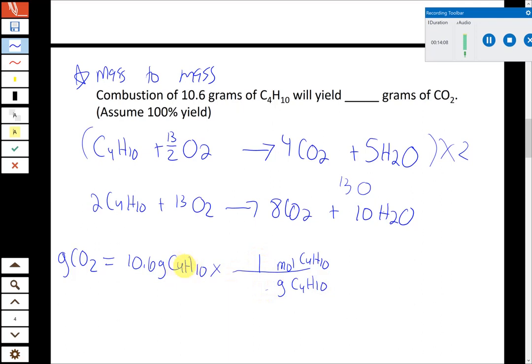We have to find the molar mass of C4H10. It wasn't given to us here, but if we calculate that real fast, which I'm not going to go over in detail, the molar mass of C4H10 is about 58.12. So that's the mass we're going to use in the denominator. So this allows us to convert grams into moles. Once we have moles of one substance, we can convert to moles of the other substance by using the coefficients.